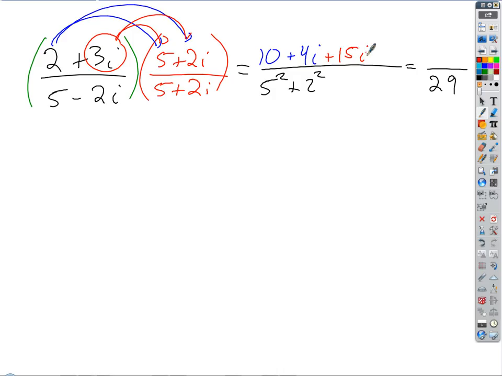plus 6 i squared. Right? I've got i times i there gives me i squared. So plus 6 i squared, and what's i squared? -1. So all that's gonna do is just change that to a minus sign, isn't it? Right? And now we can add up like terms. So what do we get then? We get 10 minus 6, right, is 4. 4i plus 15i, and I've got the common denominator of 29.